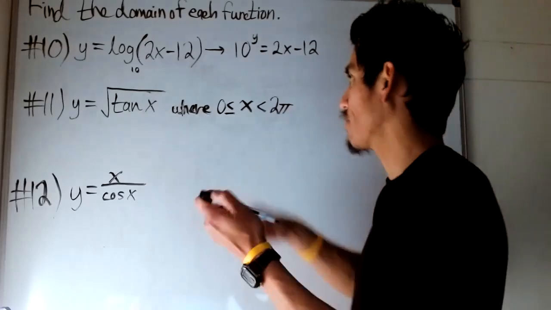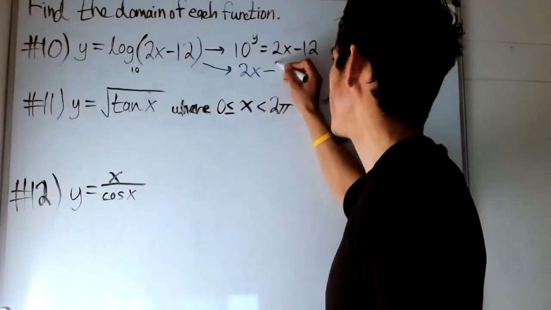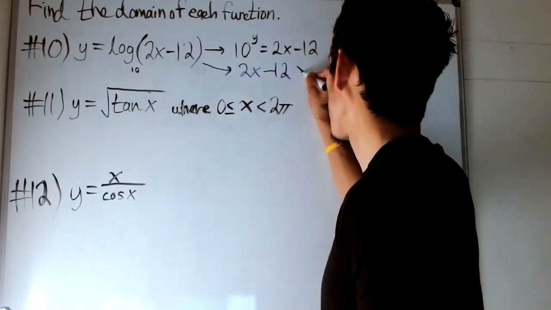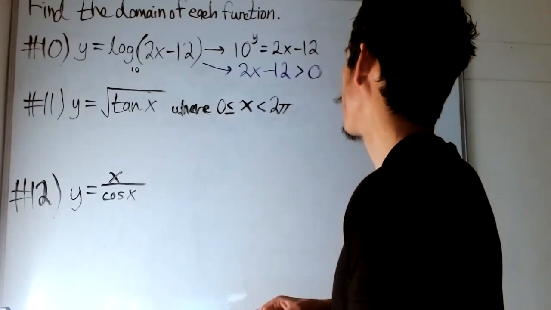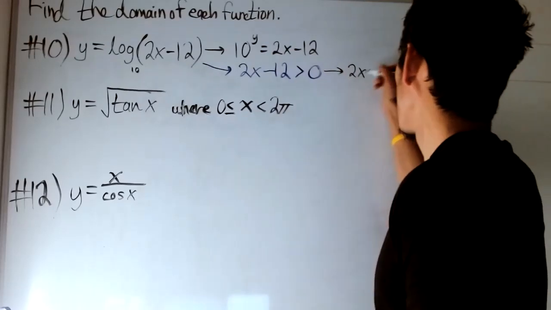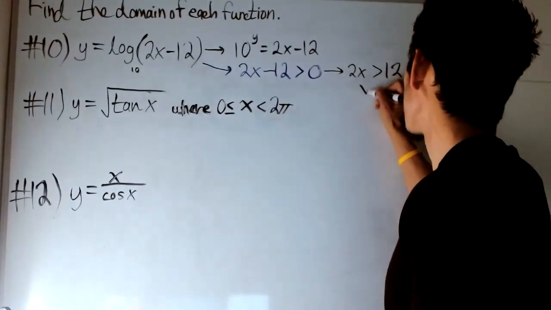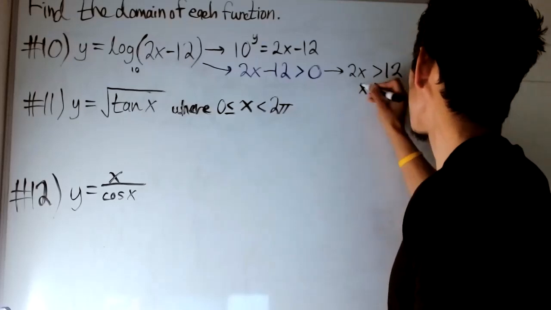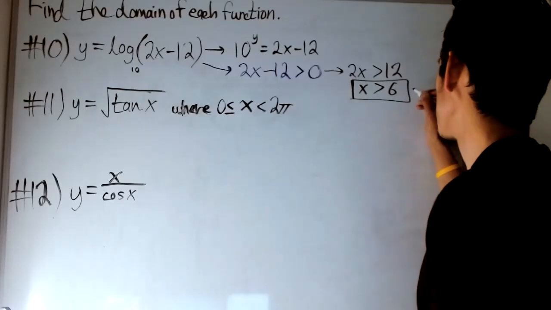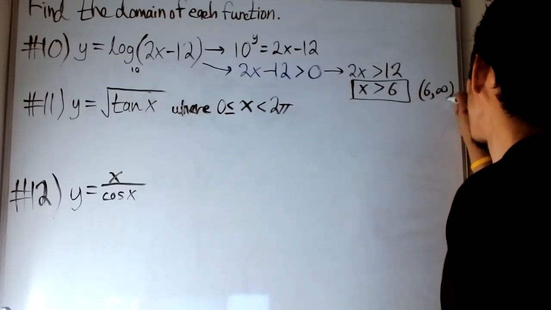So when we're solving for the domain, what we essentially are doing is just finding the set of values that will make 2x minus 12 greater than 0. And then we just use some good old algebra. And that would just be the values where x is greater than 6. In interval notation, it'll just be open parenthesis, 6 comma infinity.